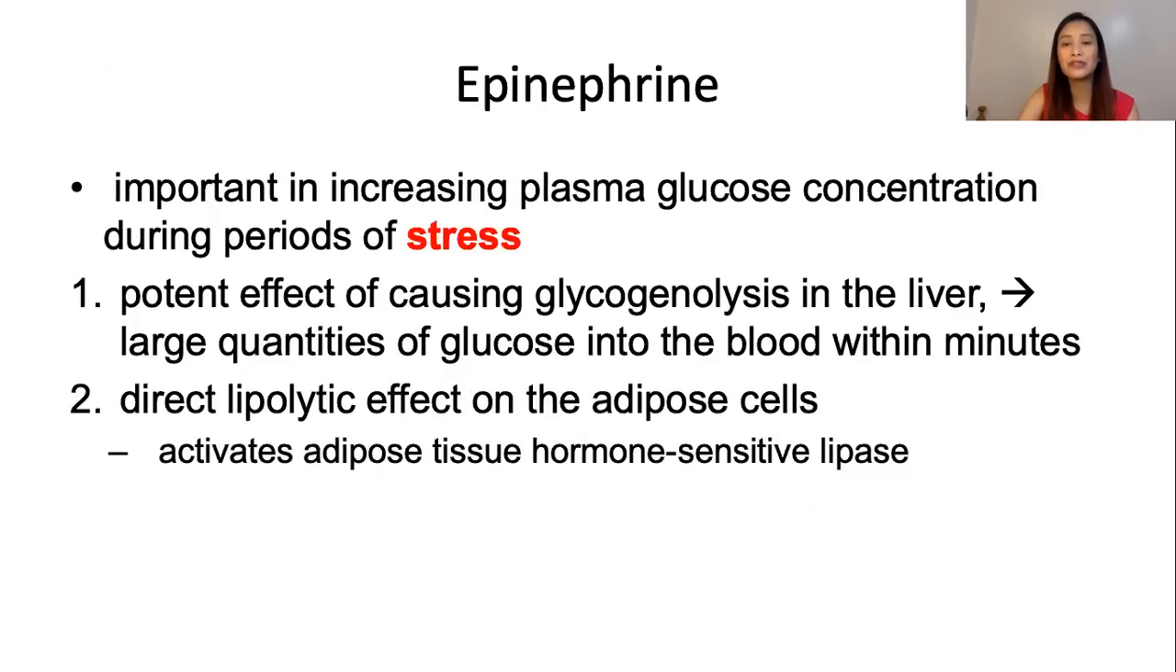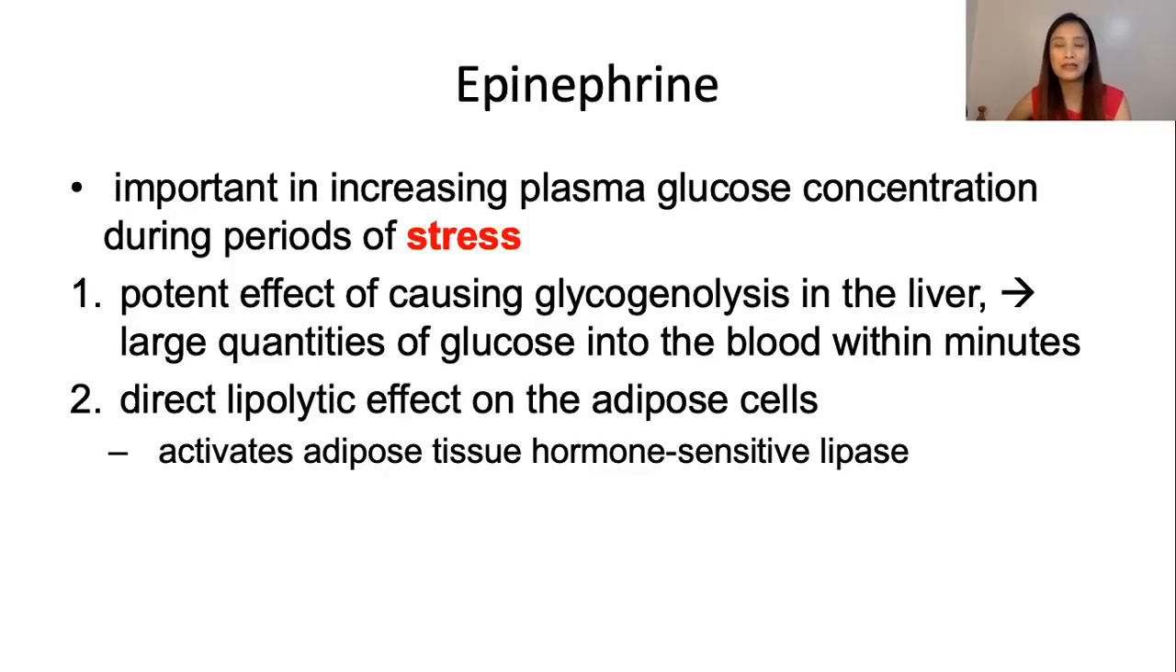Epinephrine is another hormone released from the adrenal medulla, and it is important in increasing plasma glucose concentration during periods of stress. It has a potent effect on causing glycogenolysis in the liver. So when you're stressed, your body needs energy, and when your body needs energy, it needs glucose. It gets glucose by breaking down glycogen from the liver, so that you will have large quantities of glucose in the blood within minutes.